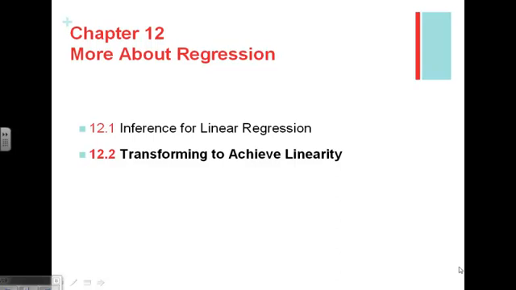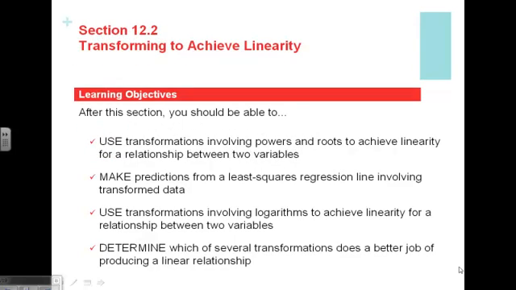This section, transforming to achieve linearity, was typically taught in our old textbook in chapter 2 or 3. The moment we talked about regression in general, we talked about these techniques. So let's get started. Here are the objectives for the day.